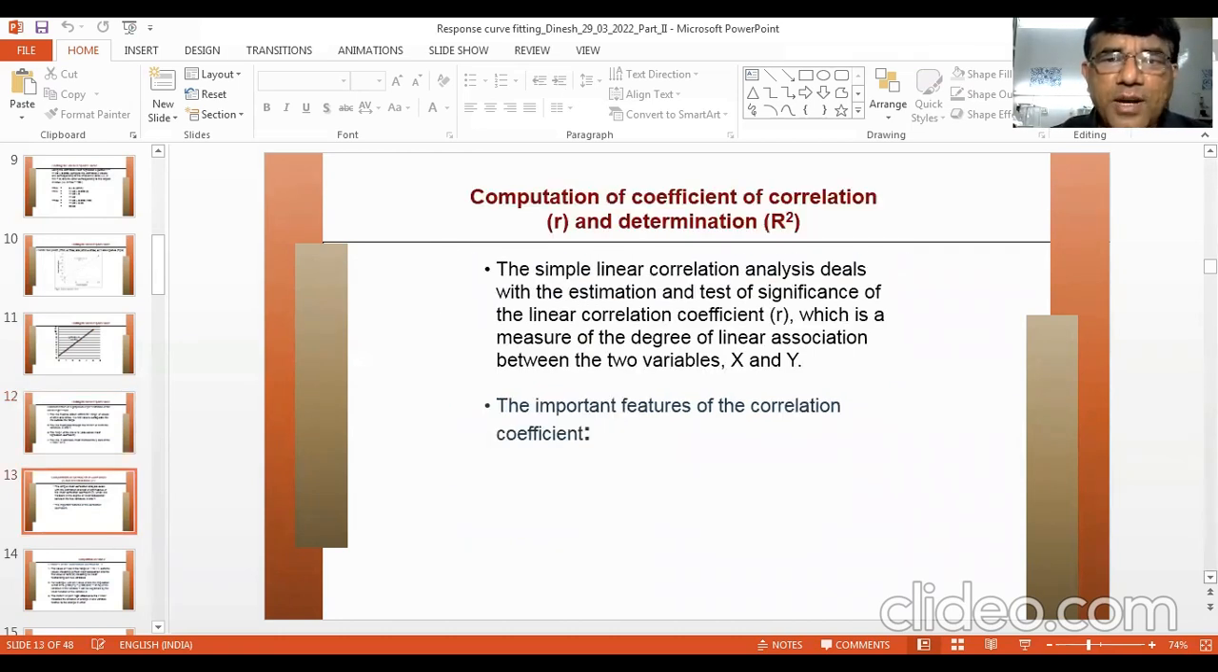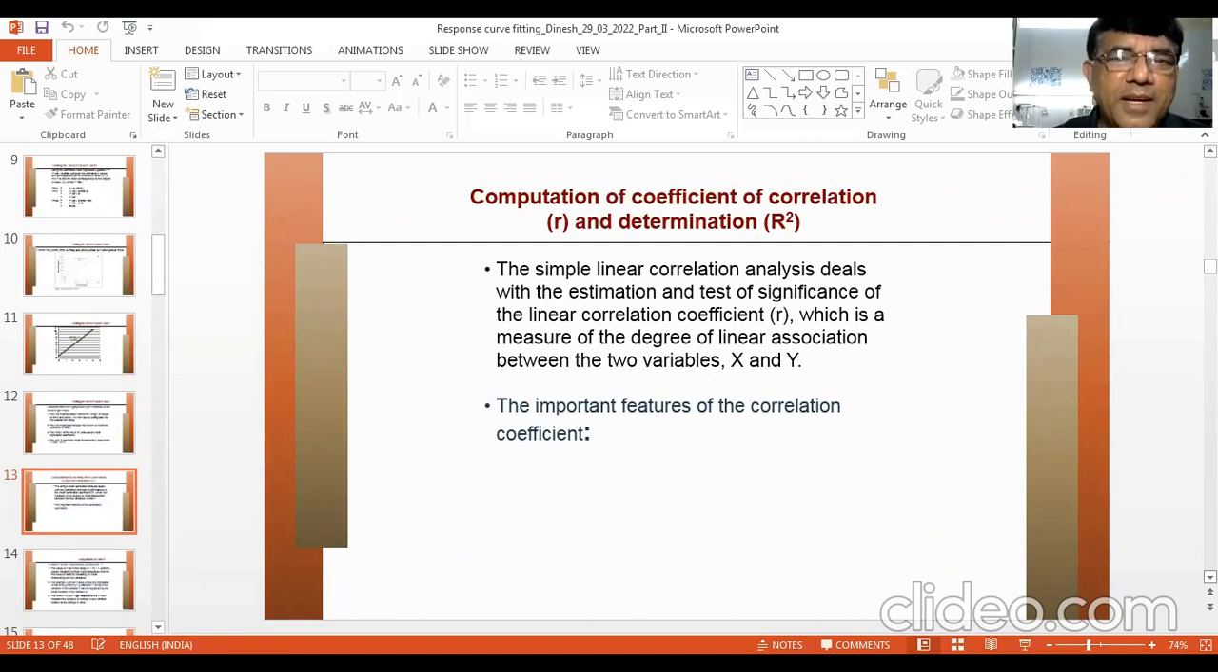Simple linear correlation analysis deals with the estimation and test of significance of the linear correlation coefficient, which is a measure of the degree of linear association between the two variables x and y. Let us see the important features of the correlation coefficient, that is small r. Sometimes this correlation coefficient is written as small r, sometimes as capital R. Similarly, the coefficient of determination is usually written as small r square and also as capital R square.